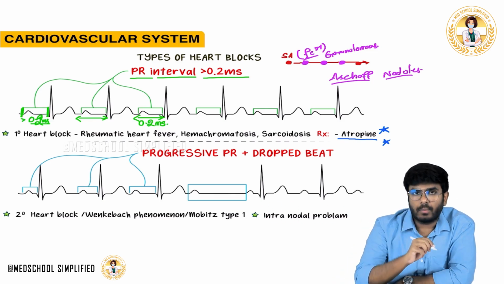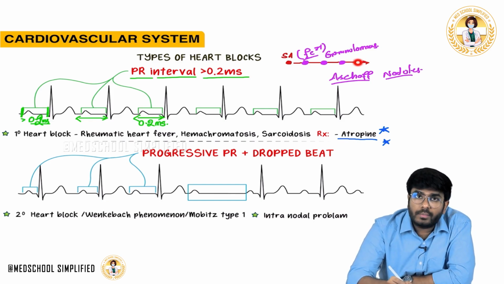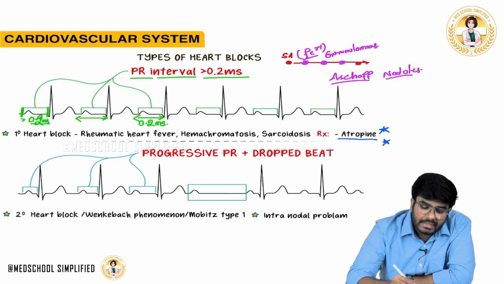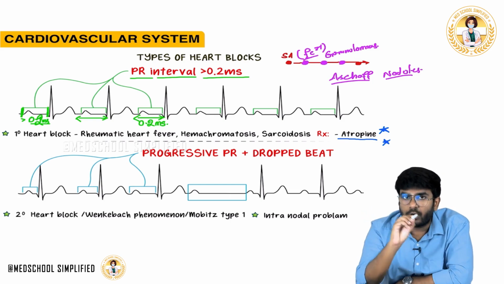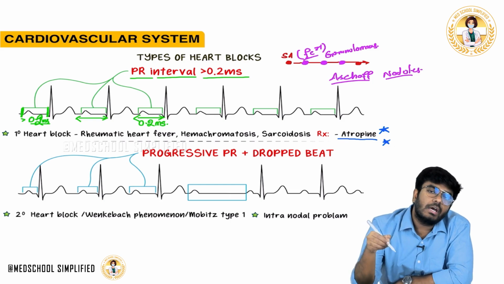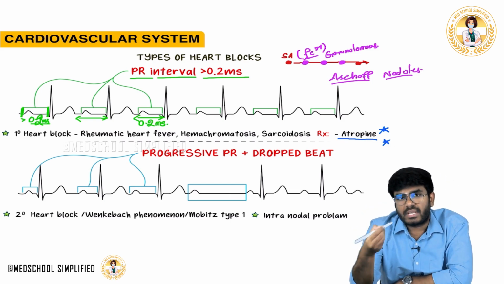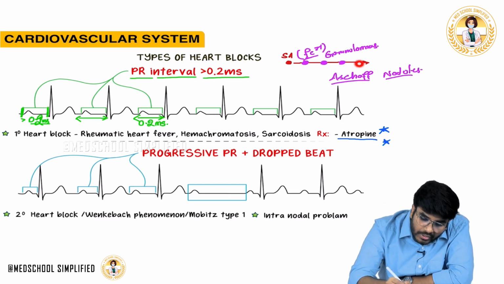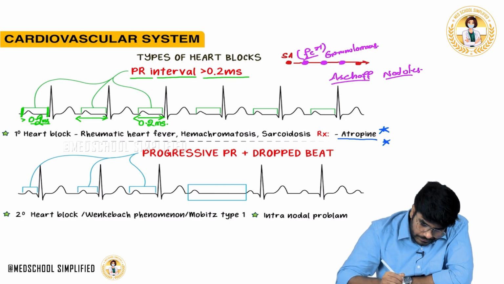See, in the first degree heart block, the problem is not with the AV node. The problem is present in the pathway, the conduction pathway between SA node and AV node. Now, in second degree heart block Mobitz type 1, the problem is in the AV node itself.